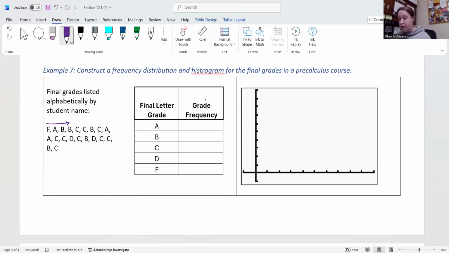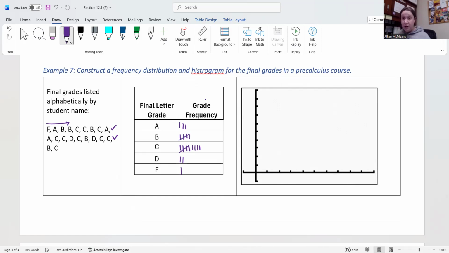So going along the first row, I have an F. So I put a tick mark by F. I have an A, a tick mark by A, and then a B, and we're just going to keep going along that. So we have F, A, B, B, C, C, B, C, A, and that's the end of the first row. The second row, I have A, C, C, D, C, B, D, C, C, end of the second row. And then the third row just has the 2 items B and C.